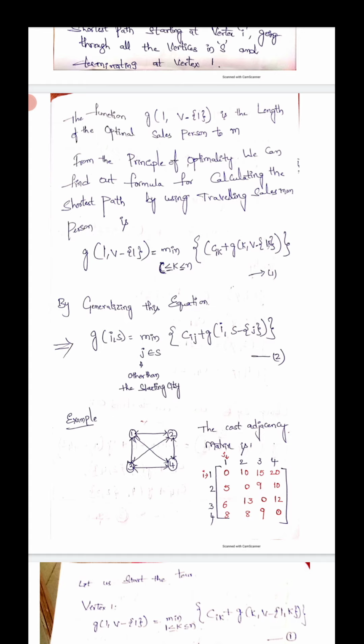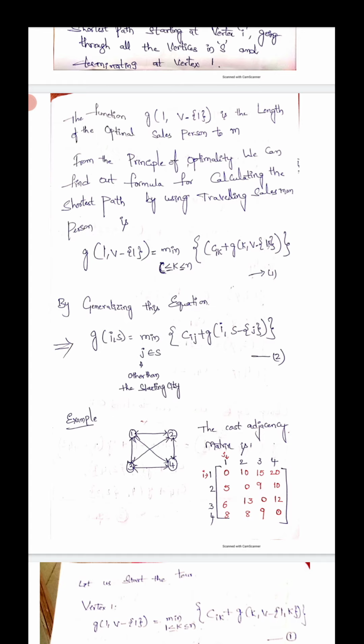This is the example problem of the traveling salesperson problem. Look at these vertices 1, 2, 4, 3. These edges are bidirectional. This is the cost adjacency matrix, with rows 1 2 3 4 and columns 1 2 3 4. Here 1 to 1 has no relationship, so we place 0. 2 to 2 is 0, 3 to 3 is 0, 4 to 4 is 0, as there is no relationship.